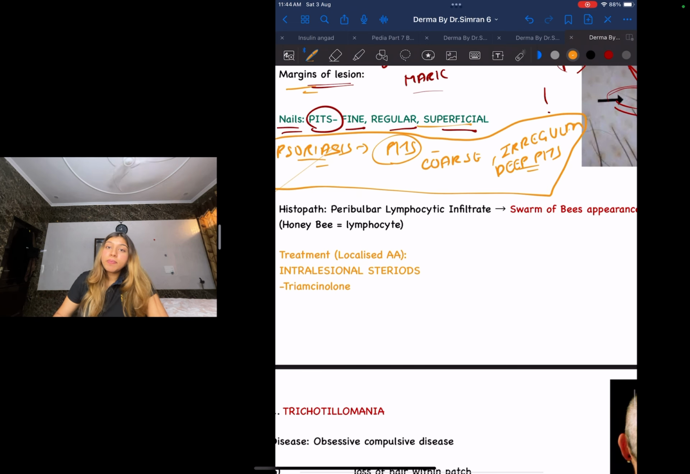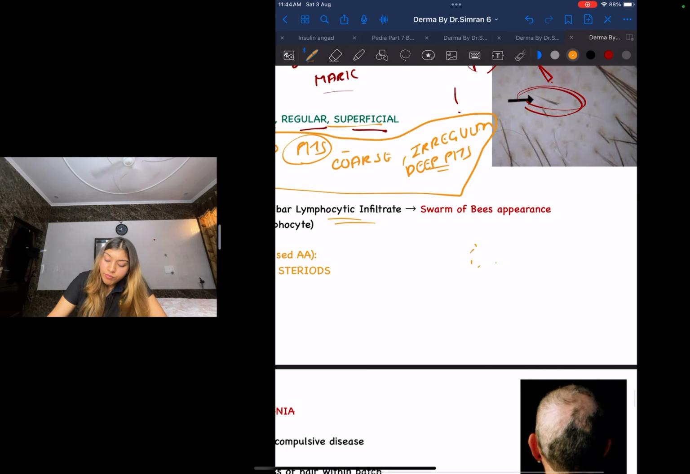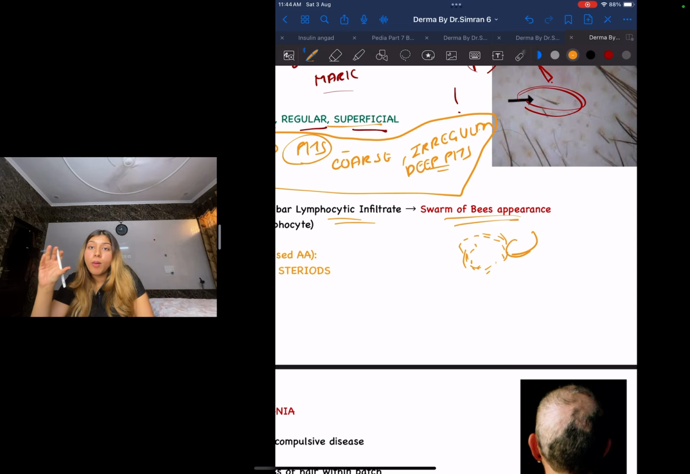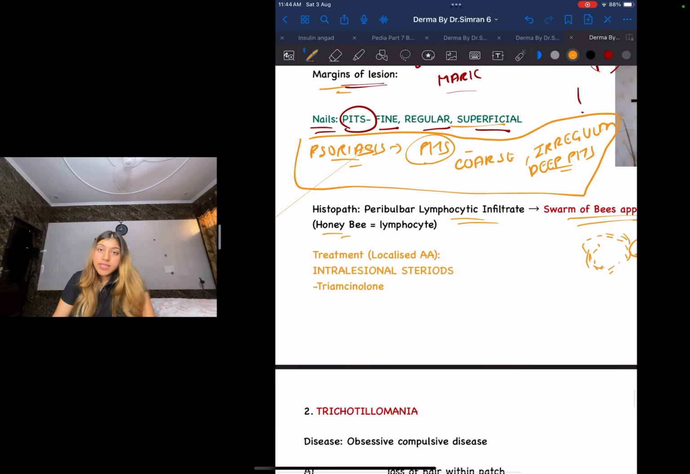Next, guys, in histopathology what will I see? I will see peribulbar lymphocytic infiltrates. This peribulbar lymphocytic infiltrate is going to give me a swarm of bees appearance. What is it going to give me? A swarm of bees appearance. In the swarm of bees appearance, the honeybees basically refer to your lymphocytes. Understood? This is important.